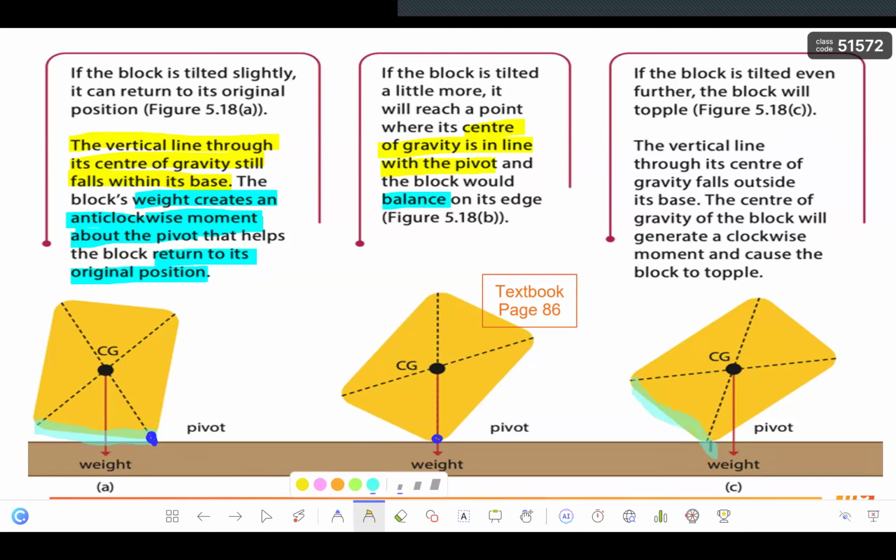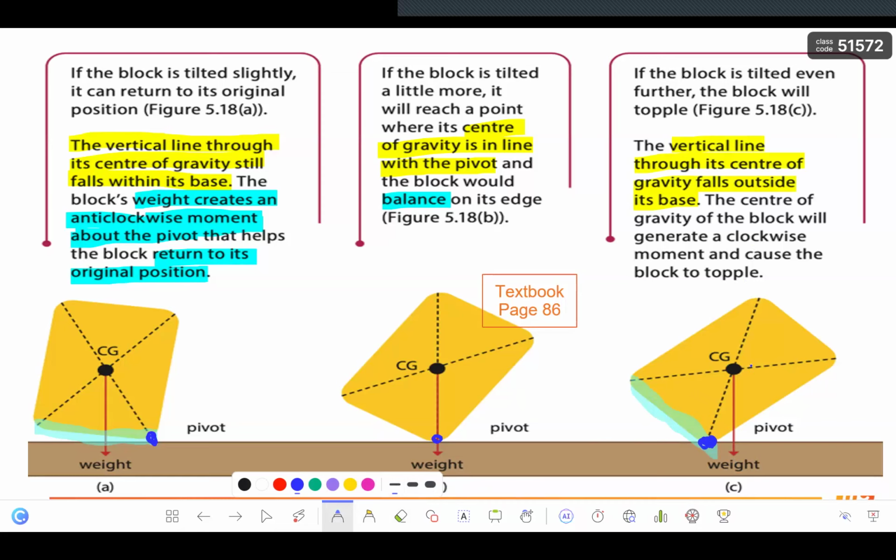Okay, my original base area of my block. My pivot still remains here. But now, the first thing I need to state: my line of action of my weight is now outside of the base area. My base area is originally here.